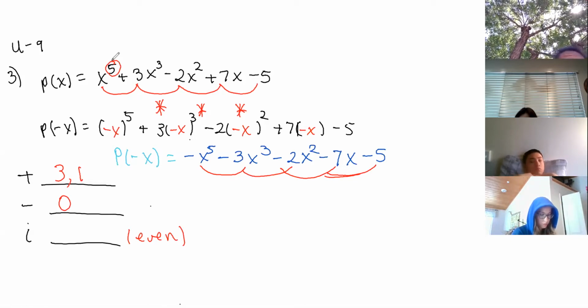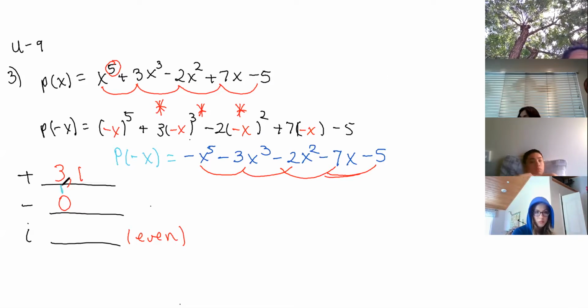So we have different combinations. 3 and 0 is 3. 3 plus what would give me 5? 2. So 3, 0, 2 would give me 5.